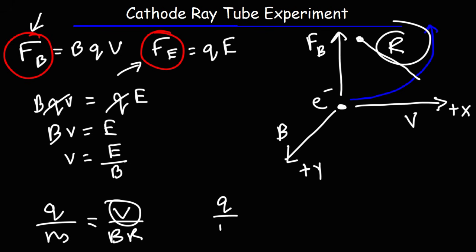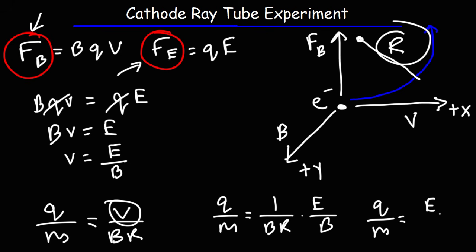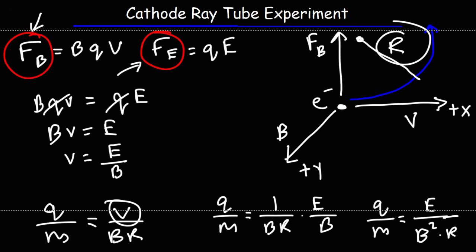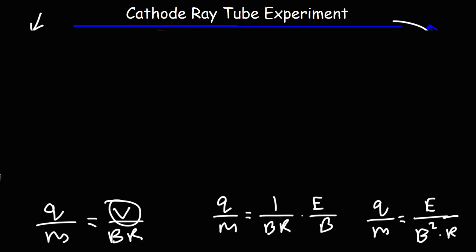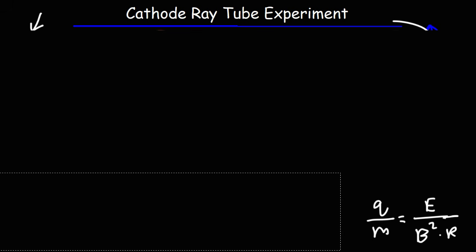So we have Q over M is equal to 1 over B times R, and then times V, which is E over B. So the charge divided by the mass is equal to the electric field divided by the square of the magnetic field times the radius of curvature. So let me show you how we can set this experiment up such that the magnetic force cancels the electric force.